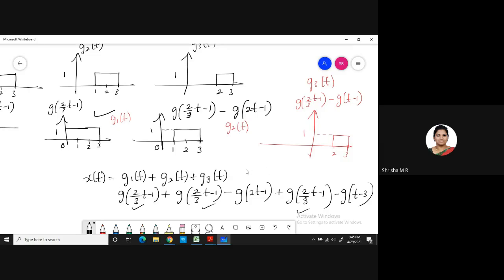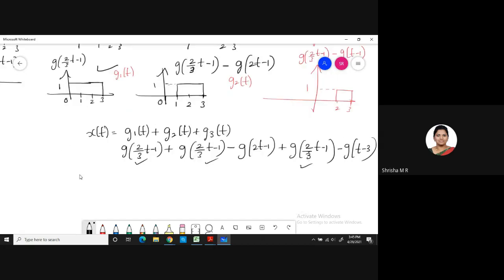Okay, you can write like that also. You can express it, but it should be correct. That scaling should be done correctly. Then you can express in that form also. So this will be 3 times G of 2 by 3t minus 1 minus G of 2t minus 1 minus G of t minus, it is t minus 1, no? It is t minus 1. Okay. Got it, everyone? Is it clear? Now I have expressed x of t in terms of g of t. Clear?